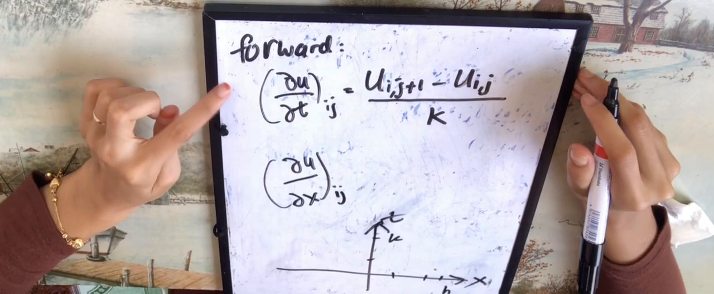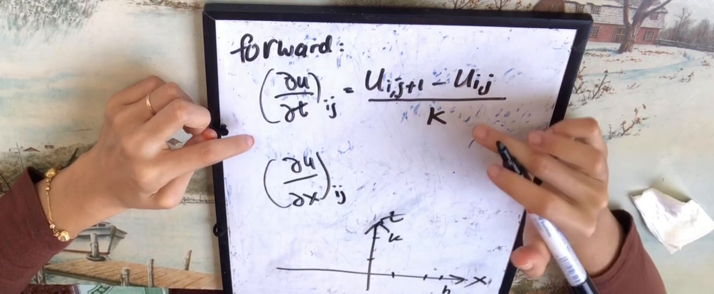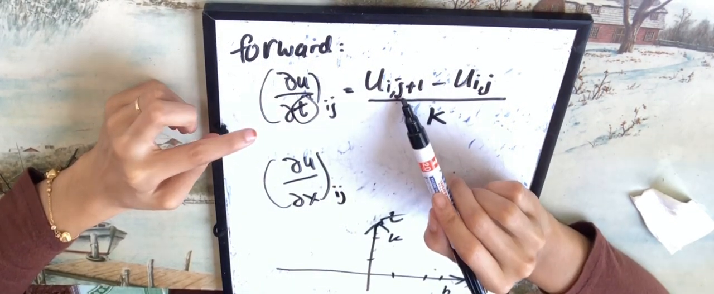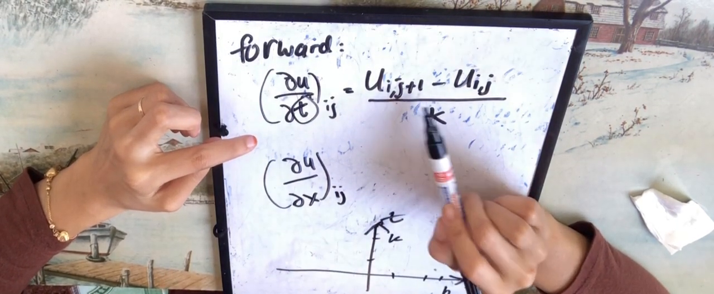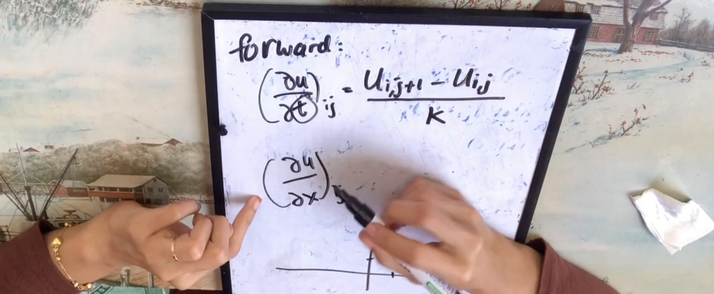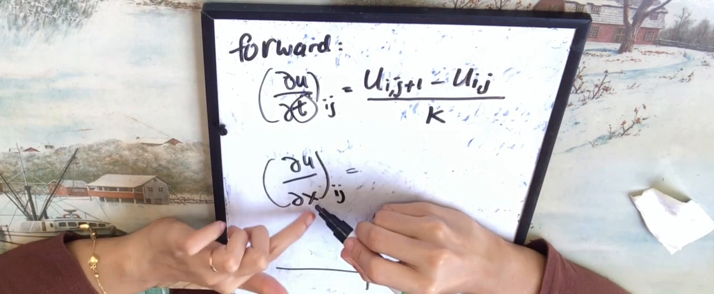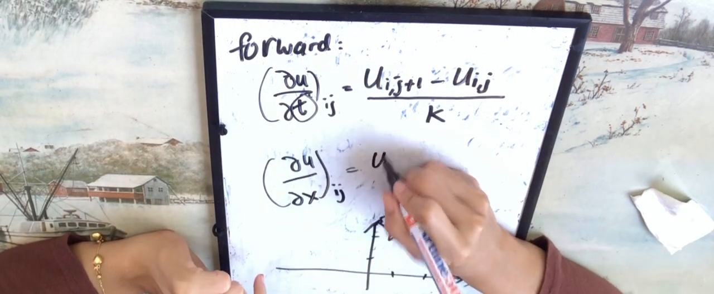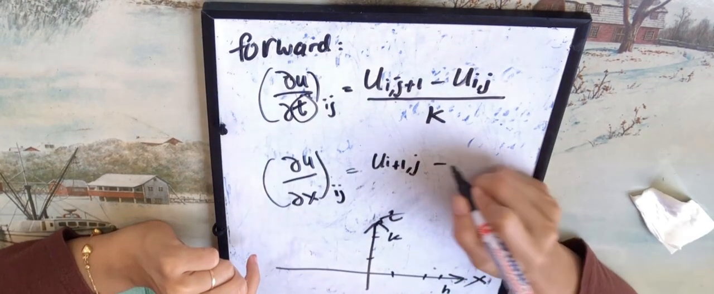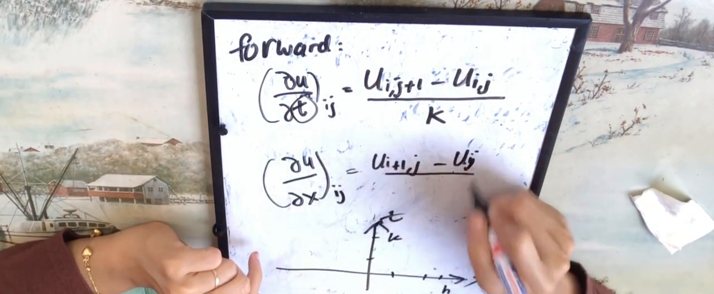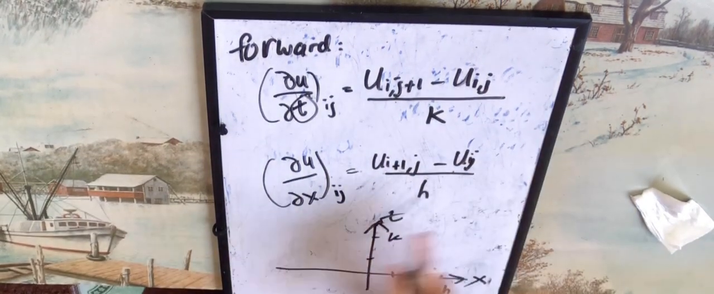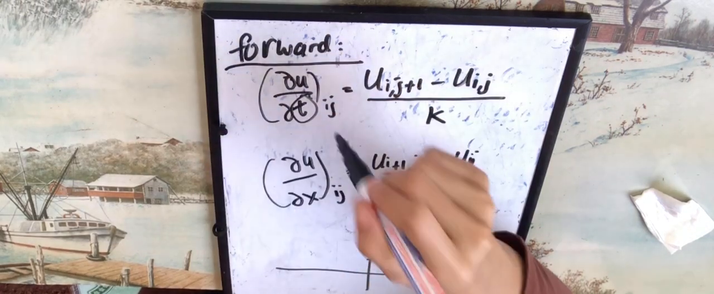So for forward du dt, because this is t, j has the change: u i j plus 1 minus u i j over k. How about du dx? For x, the change is on i: u i plus 1 j minus u i j, divided by h, because this is x. This is the formula for forward.